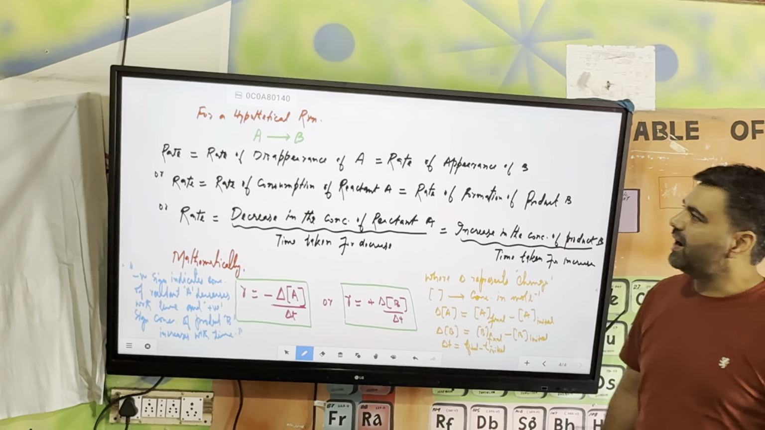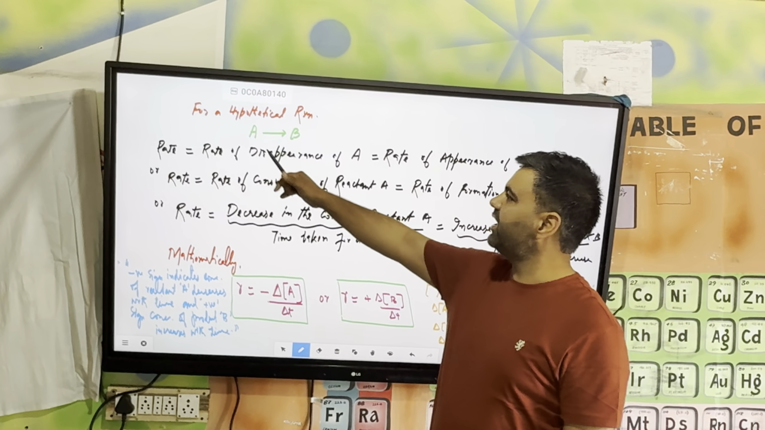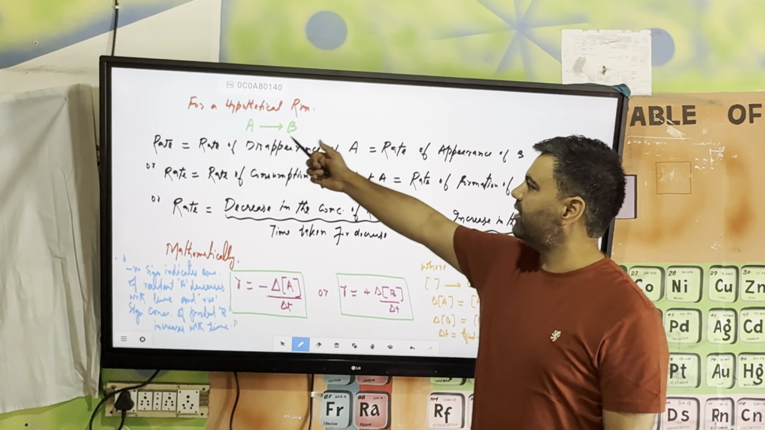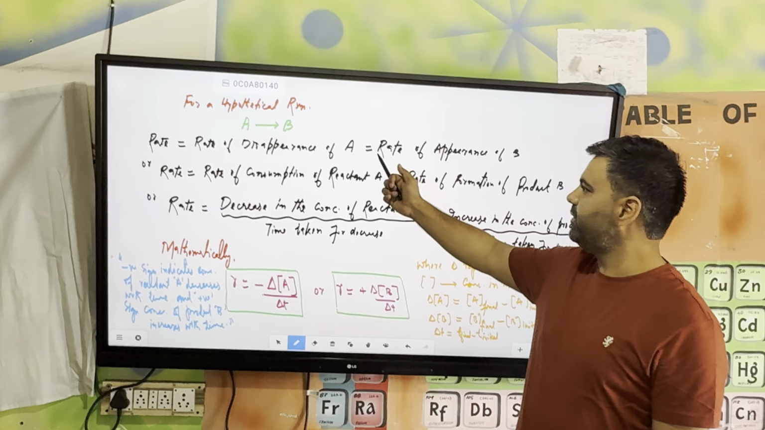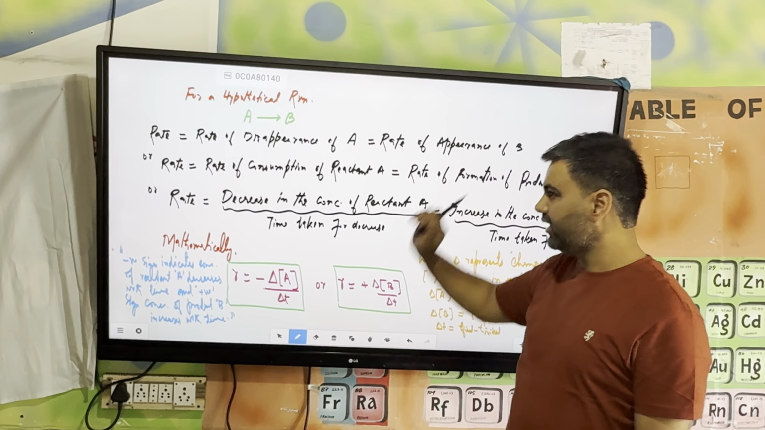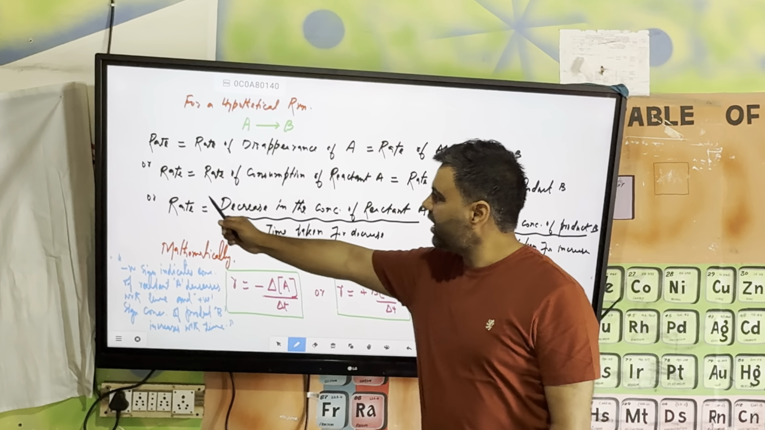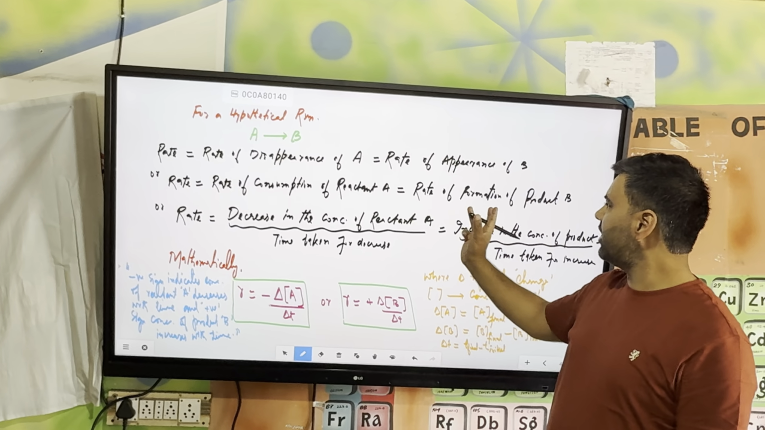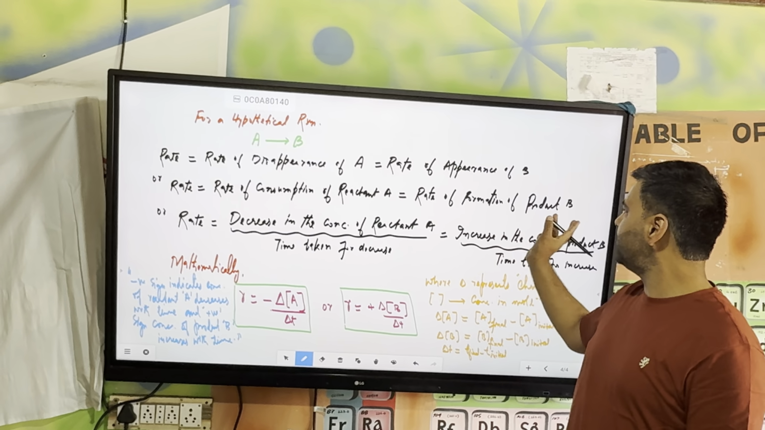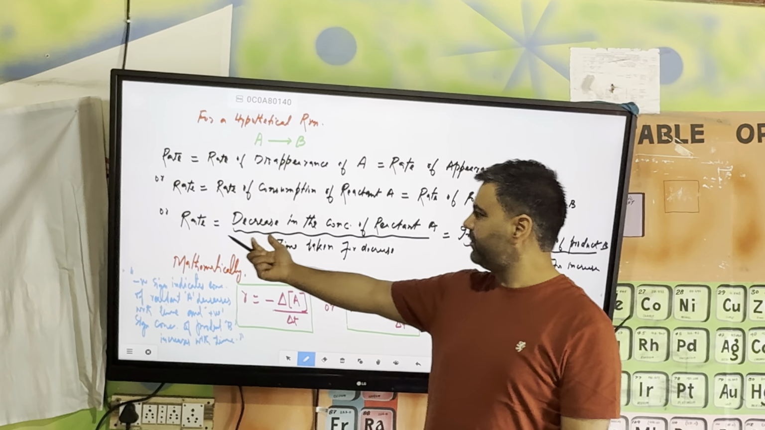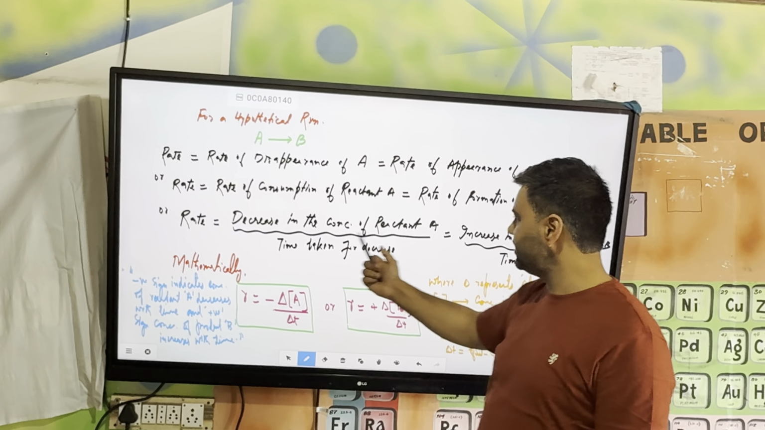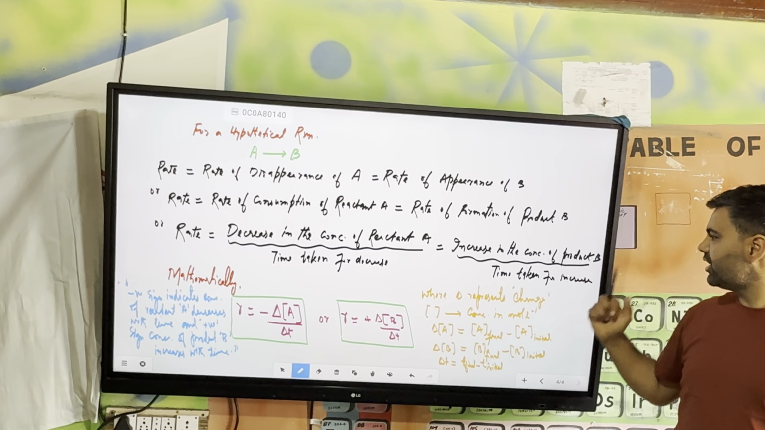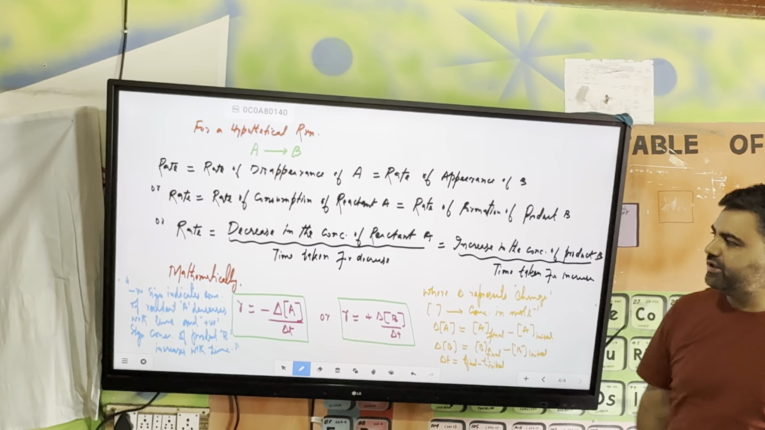Now, if we write a hypothetical reaction, A is giving B, there the rate will be equal to the rate of disappearance of the reactant A, which will be equal to the rate of appearance of the product B. We can also say that rate is equal to the rate of consumption of the reactant A and the rate of formation of the product B. Mathematically, we show it as decrease in the concentration of the reactant A divided by time taken for the decrease, or increase in the concentration of the product B divided by time taken for the increase.